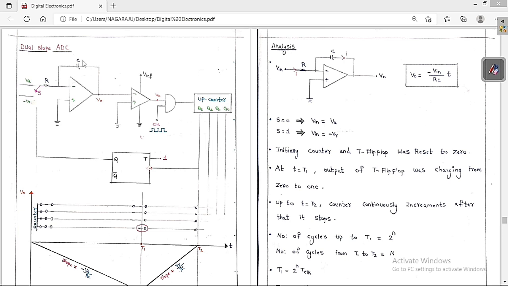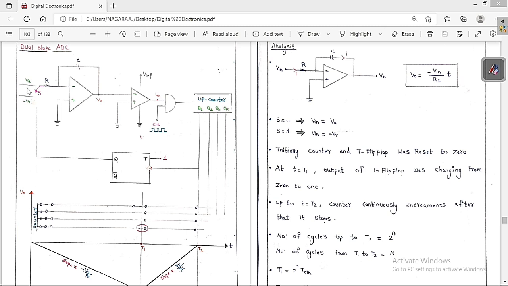Dual slope ADC. The name itself indicates it is the slowest and a very accurate method. So this is the circuit. This is an unknown voltage that we want to measure, and this is the reference voltage on the negative side. This is the switch, this is the resistor. Initially we connect the switch to VA, and later we connect to minus VR. So this is basically an integrator circuit.